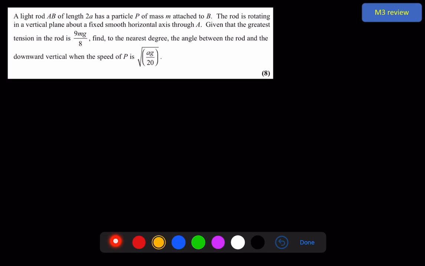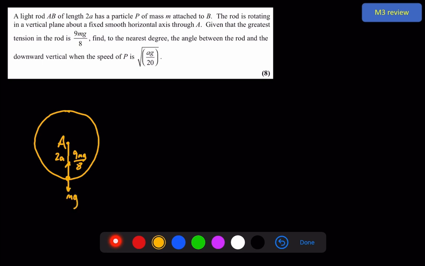A light rod AB of length 2a has a particle P of mass m attached to B. The rod is rotating in a vertical plane about a fixed smooth horizontal axis through A. Given that the greatest tension in the rod, that happens at the lowest point, and that radius is 2a, the greatest tension in the rod is 9mg over 8. Find to the nearest degree the angle between the rod and the downward vertical when the speed of P is that. So I'm going to look at this point first.